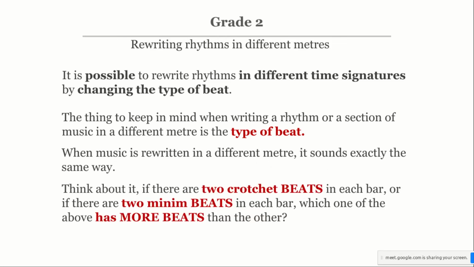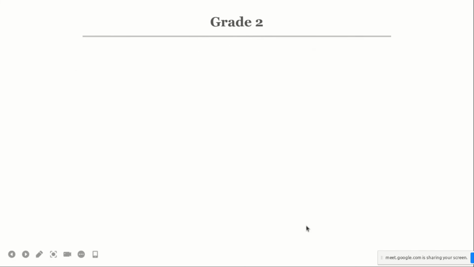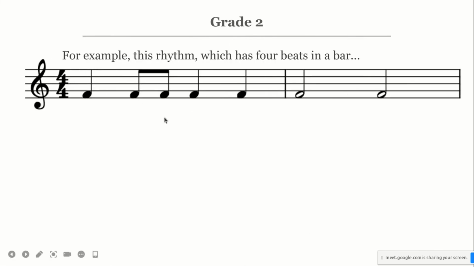Think about it. If there are 2 crochet beats in each bar, or if there are 2 minim beats in each bar, which one of the above has more beats than the other? They all have 2 beats, so no difference. So look at this. I want you to get this very clearly.